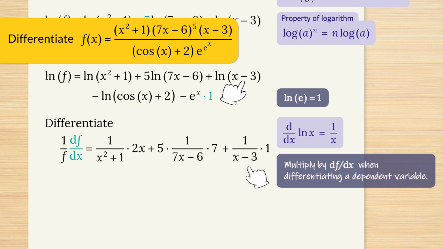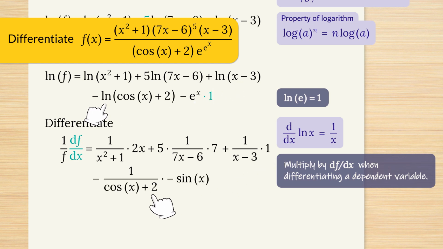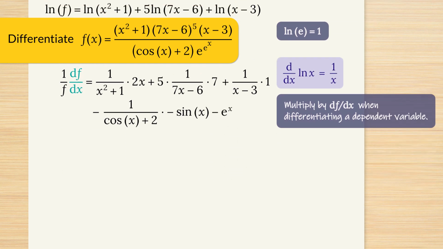Just to be absolutely clear, differentiate the x minus 3, the derivative is 1. The derivative of ln cos x plus 2 becomes 1 over cos x plus 2. Then we differentiate the cosine, which becomes negative sine. And the derivative of e to the x is e to the x. We can tidy up this work.